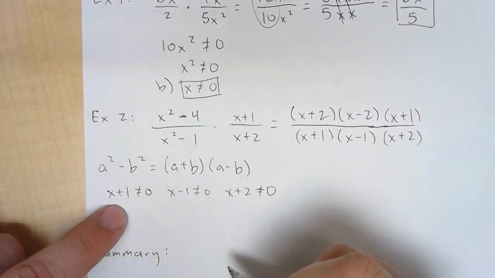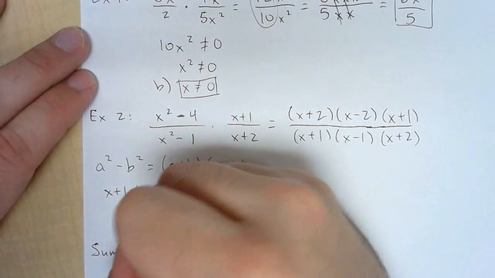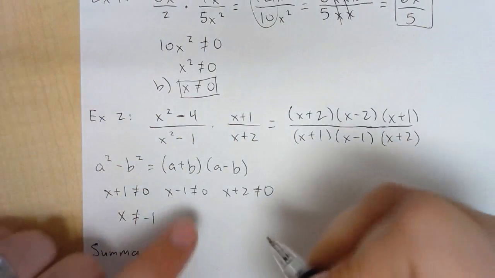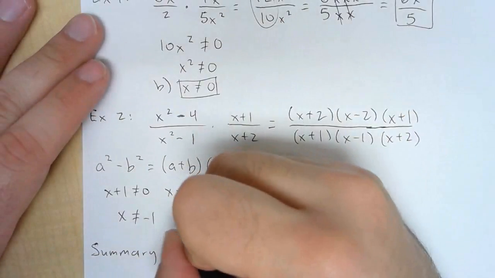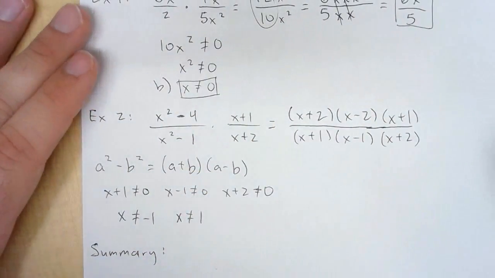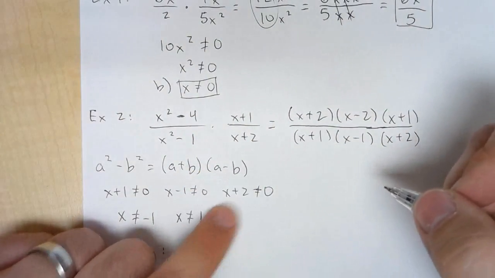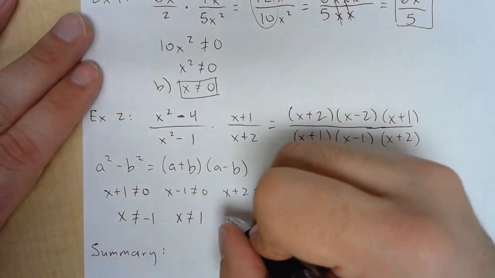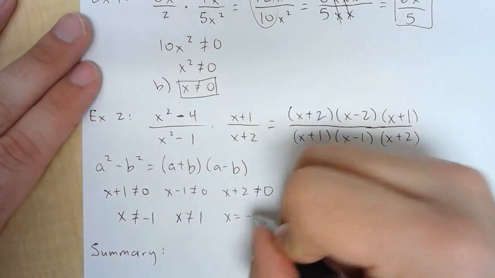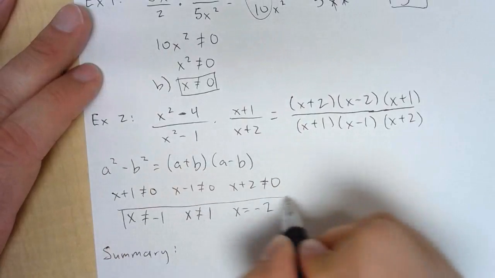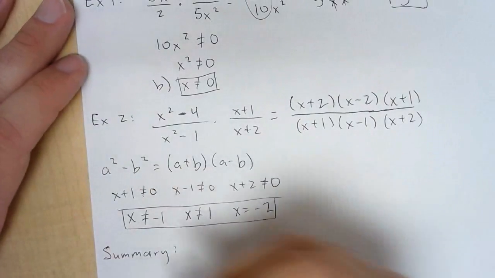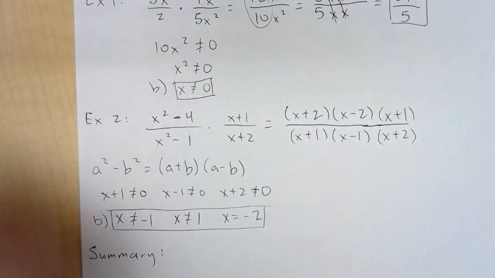So we're going to subtract 1 from both sides in the first one, giving us that x cannot be equal to negative 1. Add 1 on both sides to the second one, which says x cannot be equal to positive 1. And subtract 2 on both sides of the last one, which says x cannot be equal to negative 2. So these are our excluded values, which is part B.